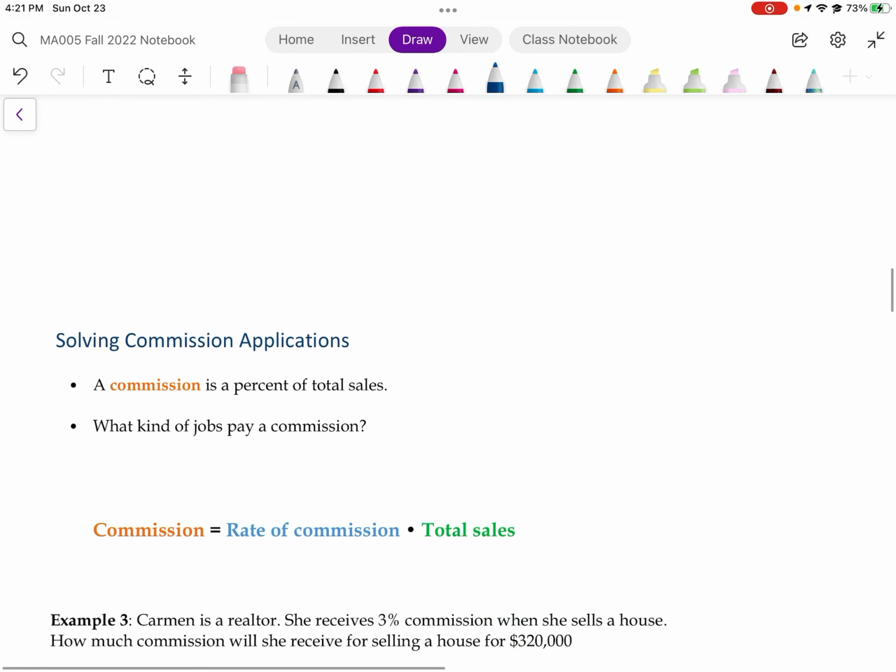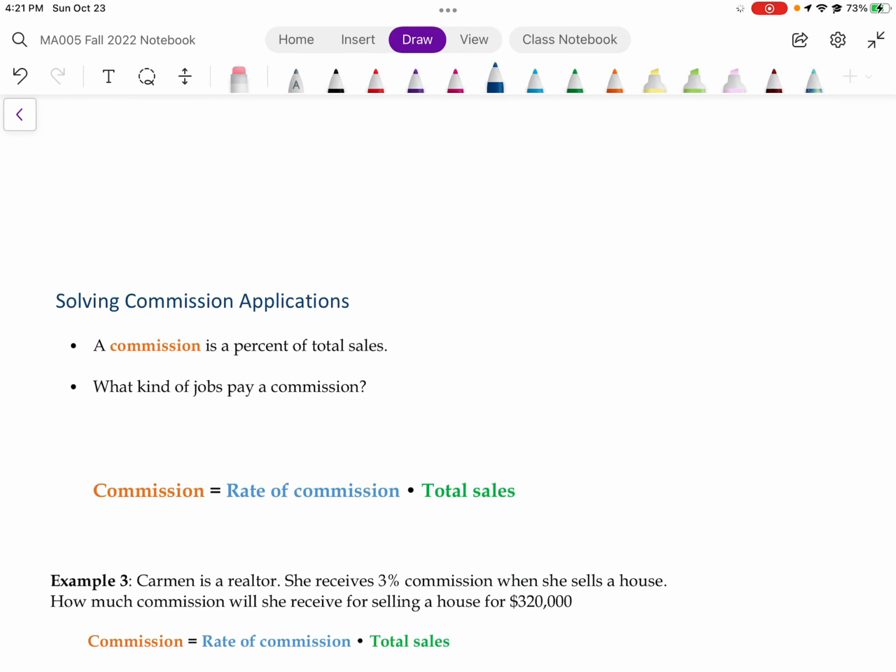All right, so solving commission applications. A commission is a percent of total sales. So what kind of jobs pay commissions? Just think about that. And there's lots of jobs that pay commissions. So maybe a car salesman, I'm having a hard time writing salesperson, I'll just say car sales, how's that? Car sales.